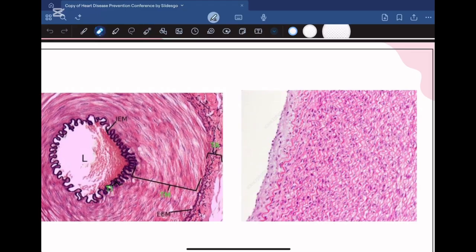Okay, so here you can see this is the internal elastic lamina and this is the external elastic lamina, and here the smooth muscles are very abundant. This is a muscular artery. Bravo. And here you can appreciate that it is a very thick tunica media, plus elastic fibers are very abundant. That means this is an elastic artery.